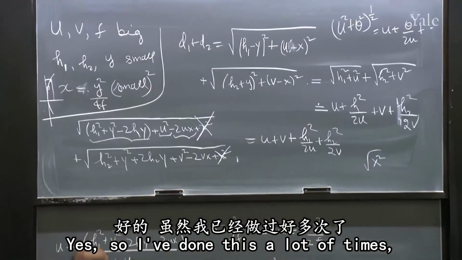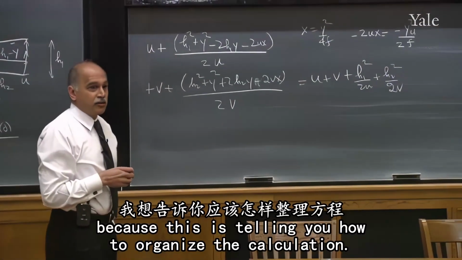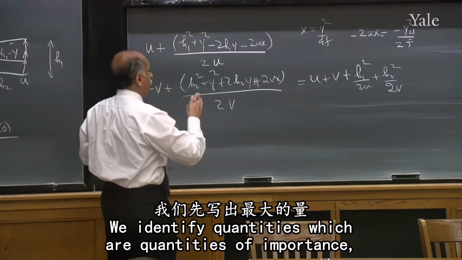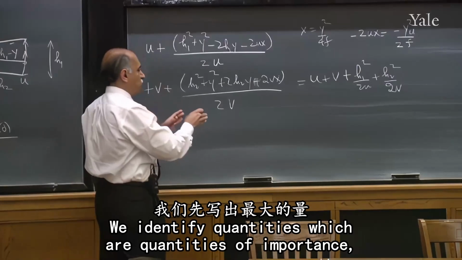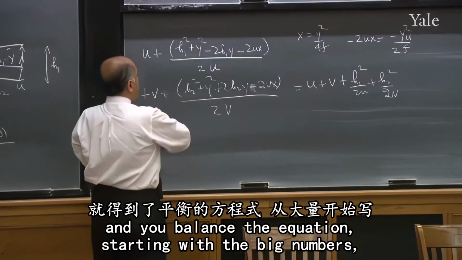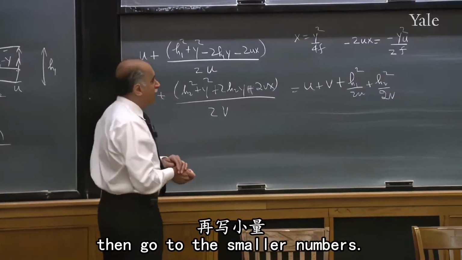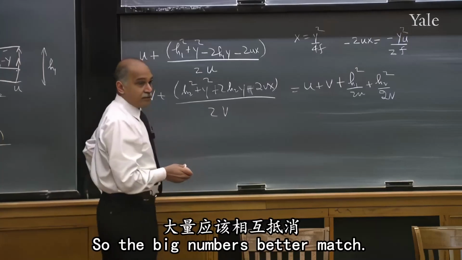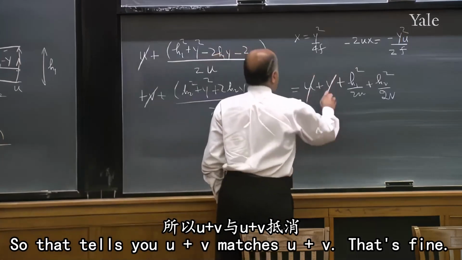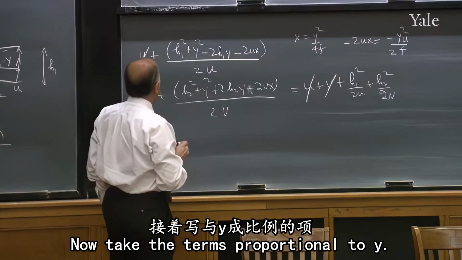Yeah, I've done this a lot of times, but I want you to follow this because it tells you how to organize the calculation. You identify quantities of importance, and then smaller and smaller quantities, and you balance the equation starting with the big numbers, then go to the smaller numbers. So the big numbers better match. That tells you u plus v matches u plus v. That's fine. Now take the terms proportional to y.